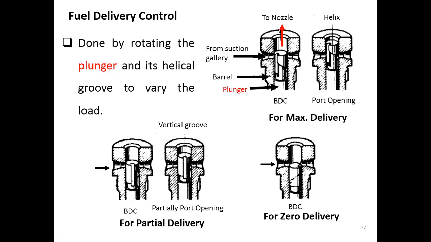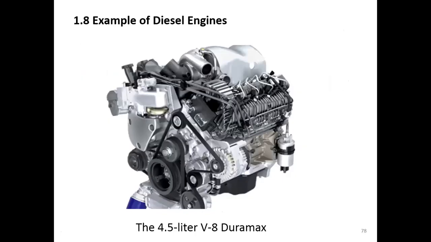So this is how the fuel is controlled. The amount of the fuel is controlled by using the motion of the plunger or the motion of the nozzle needle. Okay, so let's see some examples of diesel engines. I show you a famous diesel engine. Its name is Duramax. This is the 4.5 liter V8 Duramax engine.